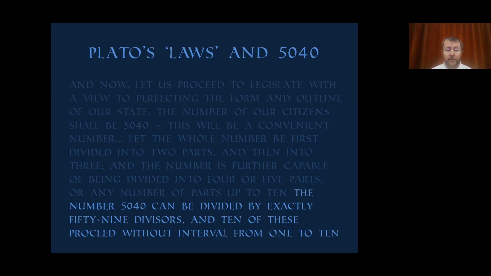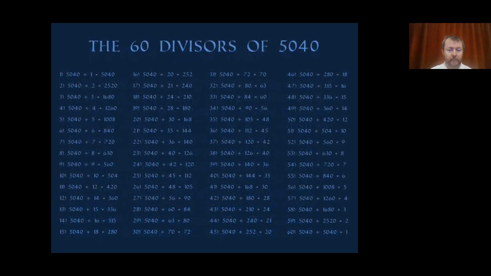The number 5,040 can be divided by exactly 59 divisors, and 10 of these proceed without interval from 1 to 10. Now, don't read all these numbers. I just do them to point out that, well, I've talked about them as being 60 because I've included 5,040 divided by 1 at the very beginning, which Plato doesn't include because it's not a division into parts. So as you can see, it's a very versatile number.